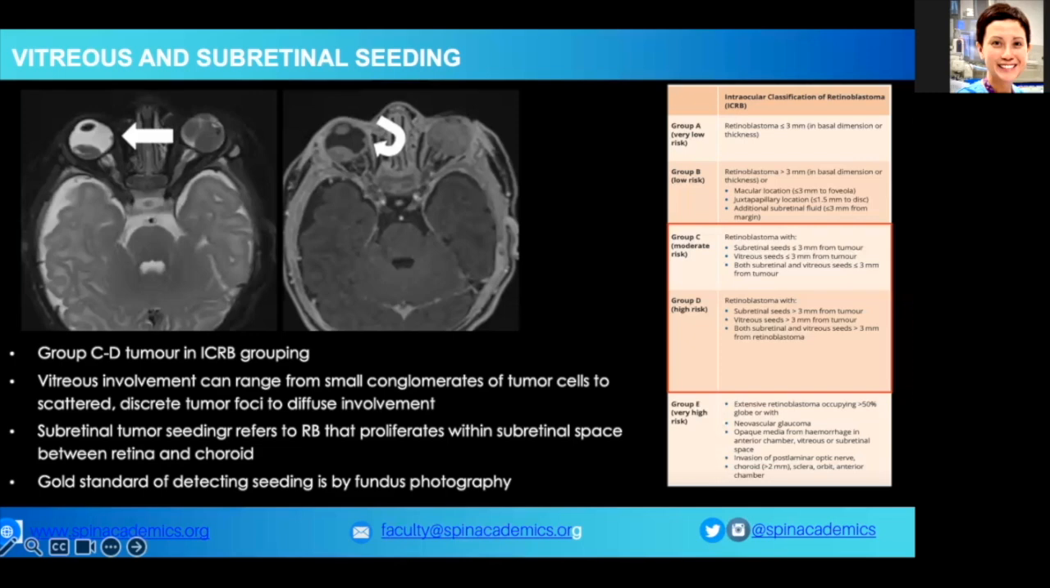So here is a 2-month-old girl with retinoblastoma involving both eyes. On the left, the axial T2 weighted image shows that there's a T2 hypointense focus, and on the right, post-contrast scan shows contrast enhancement on the medial aspect of the right retina. These are suggestive of subretinal seeding.